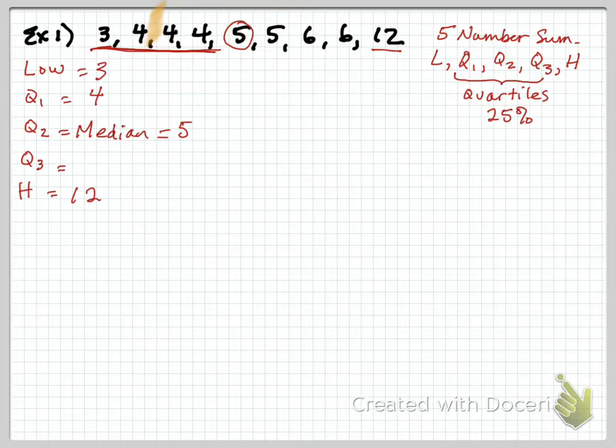I'm going to do the same thing on the right-hand side. I'm going to essentially cover everything on the left-hand side, including the median, and I'm going to look for the middle on the right-hand side. And between 6 and 6, the average happens to be 6. So there's my five number summary.